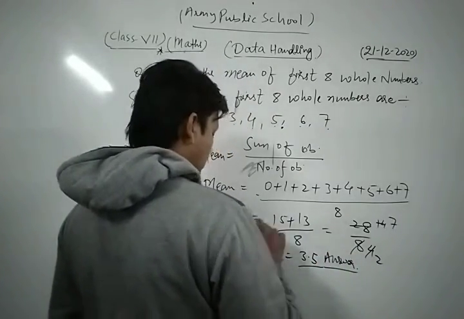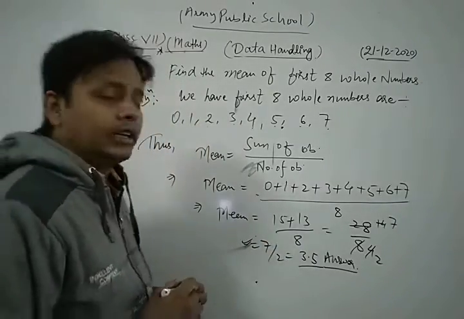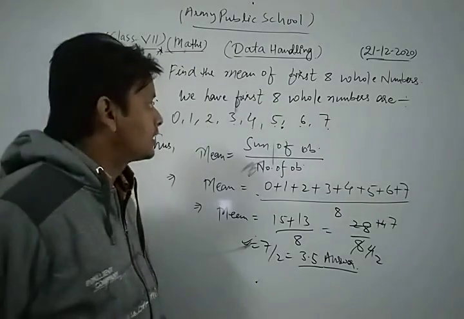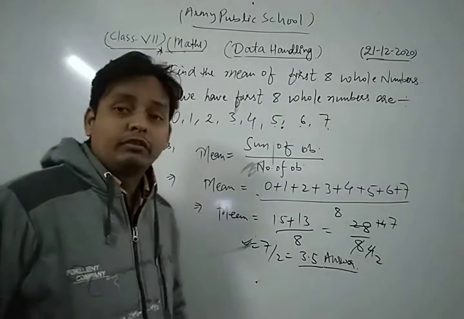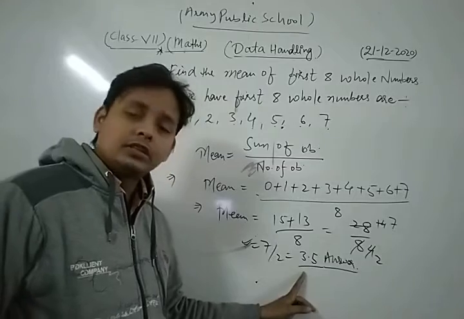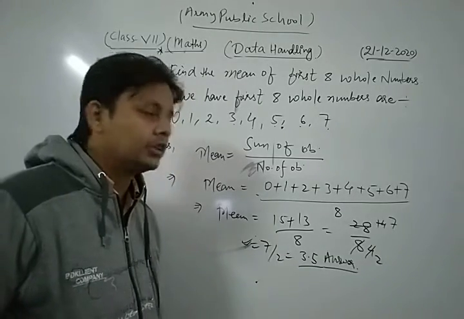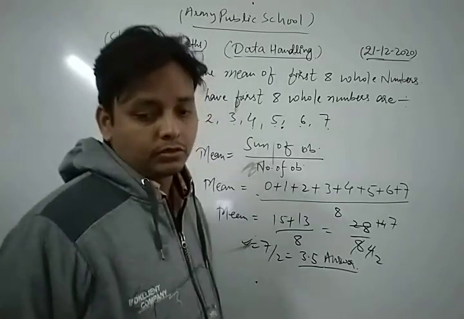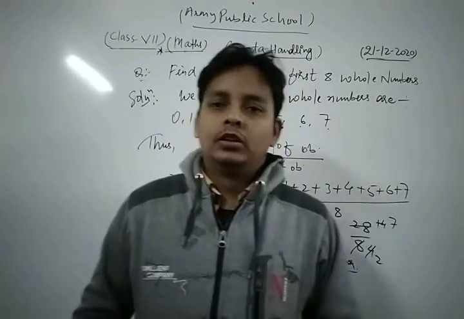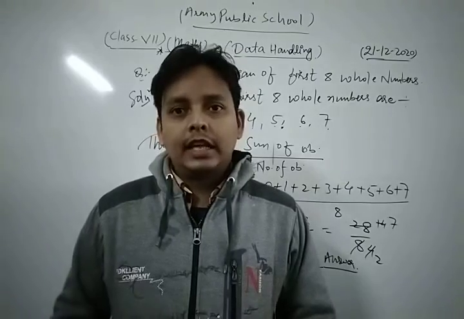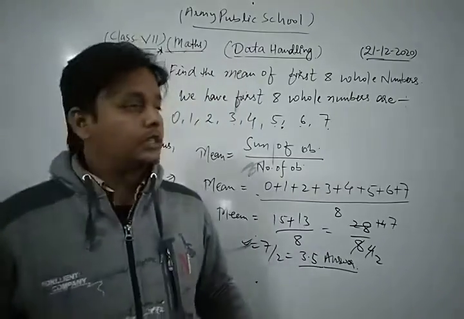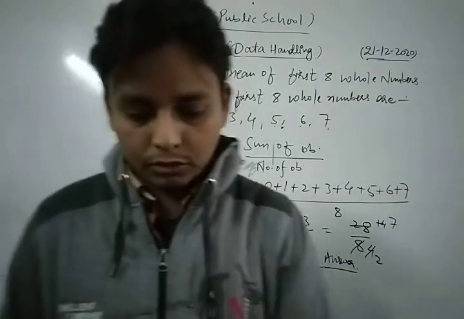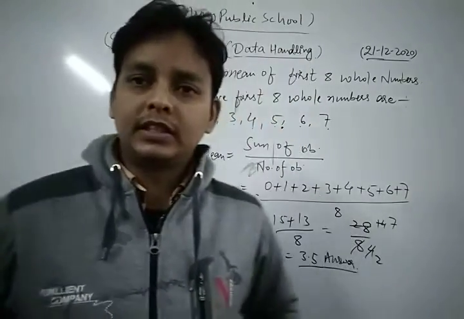Okay, dear students. Thus, in this way, the mean of first 8 whole numbers is 3.5. This is very important. This is the required solution of the given question. Thus, dear students, in this way you can solve each and every question of your NCERT exercise based on the topic mean. Now, dear students, we take some other important questions based on the topic mean. Okay, let's see.